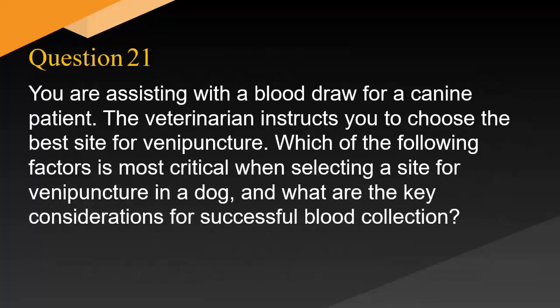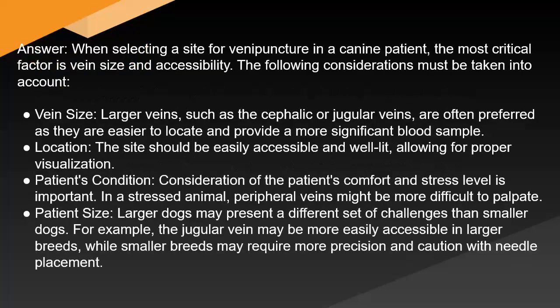You're assisting with a blood draw for a canine patient. The veterinarian instructs you to choose the best site for venipuncture. Which of the following factors is most critical when selecting a site for venipuncture in a dog, and what are the key considerations for successful blood collection? Answer: when selecting a site for venipuncture in a canine patient, the most critical factor is vein size and accessibility. The following considerations must be taken into account.